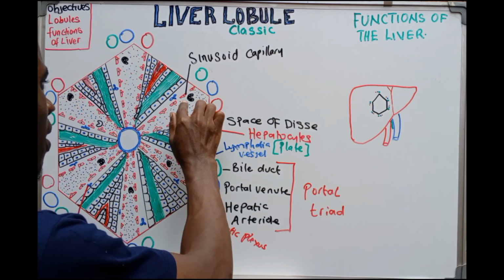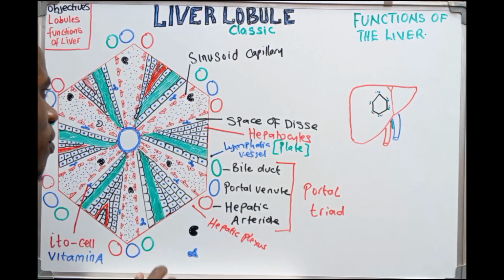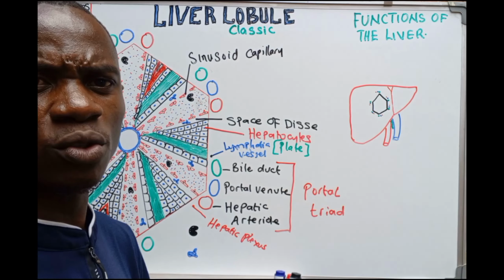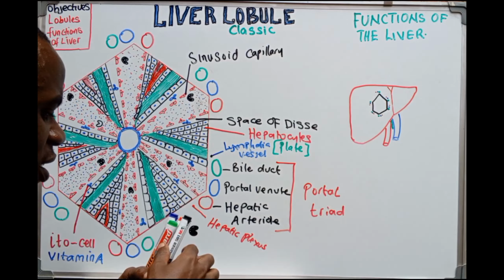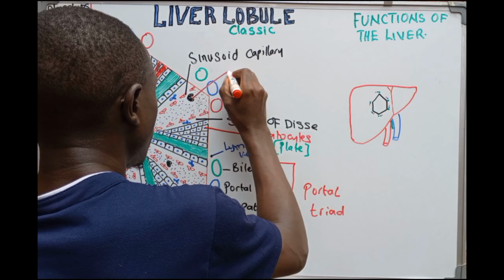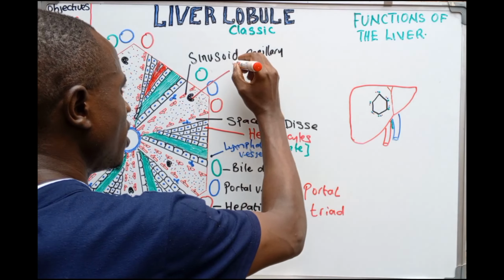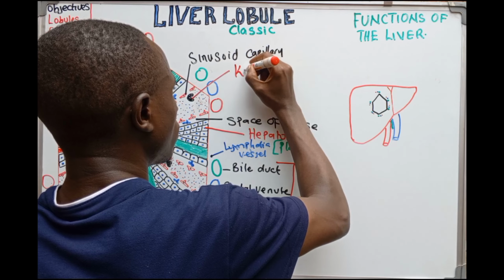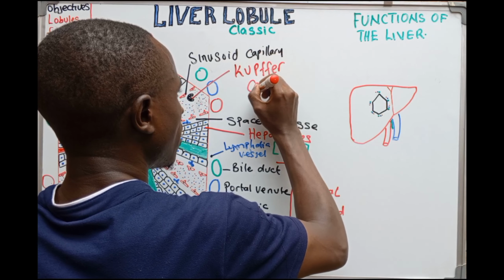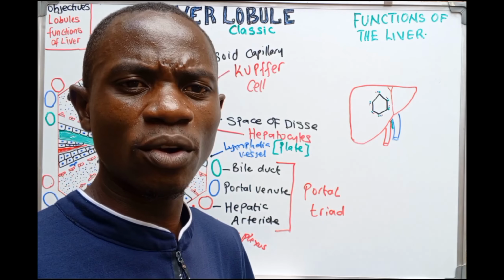Okay, so now when you come again into the sinusoid capillaries, we also have this macrophage. This is super important in the process of phagocytosis. You know how these phagocytes are called? These cells here, they're going to be residing within the sinusoids. This one here is what we call the Kupffer cell.